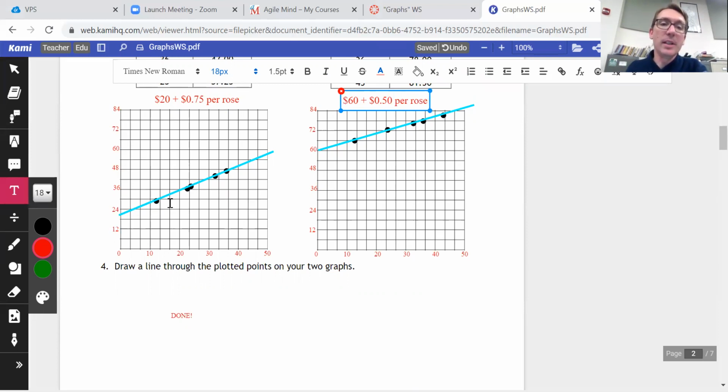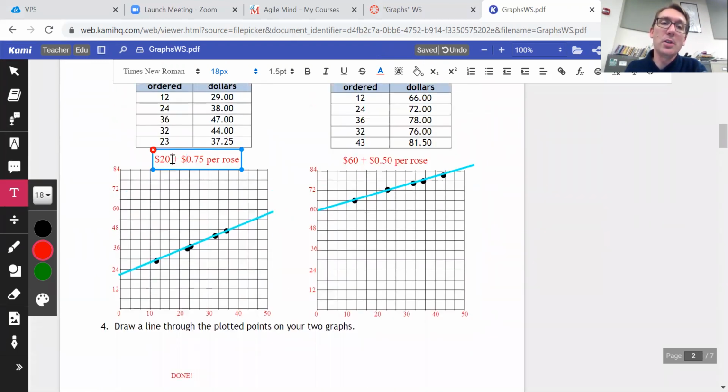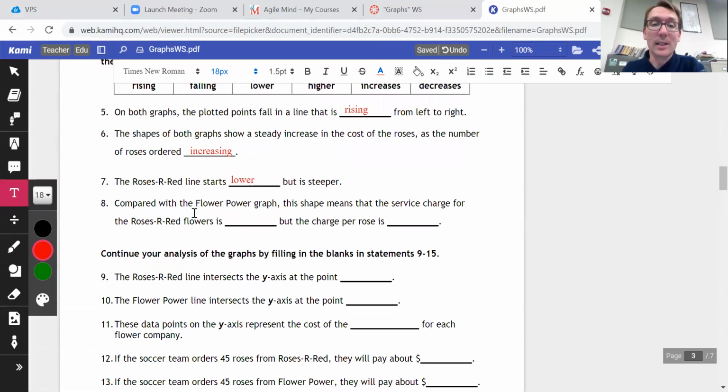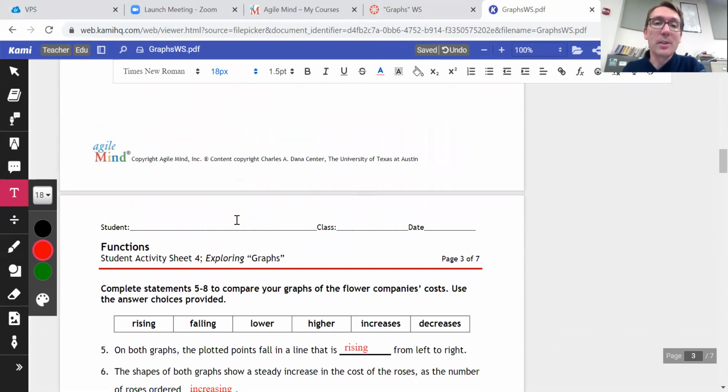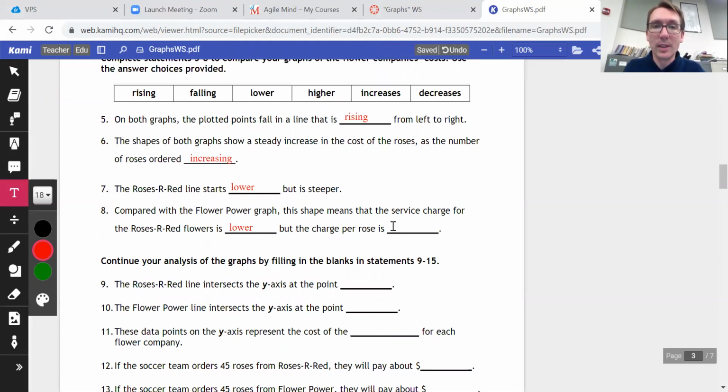And here's what they're noticing. This one starts lower, but it's steeper. That's because it has a lower starting cost, but it charges more per rose. This is called the service charge, and this is called the cost per rose. Let's see what that's saying then. Because the one on the left starts lower, but is steeper, that means that its service charge is lower or less, but the charge per rose is higher.